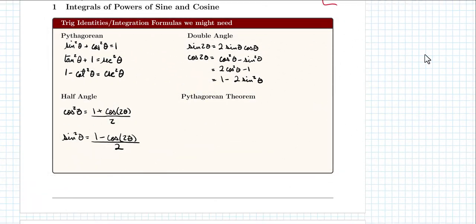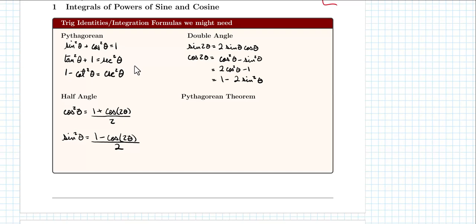Welcome back. So hopefully you got a couple of them down. So let's recap here. The Pythagorean identities are sine squared theta plus cosine squared theta is equal to 1, tangent squared theta plus 1 is equal to secant squared theta, and lastly, 1 minus cotangent squared theta is equal to the cosecant squared of theta.